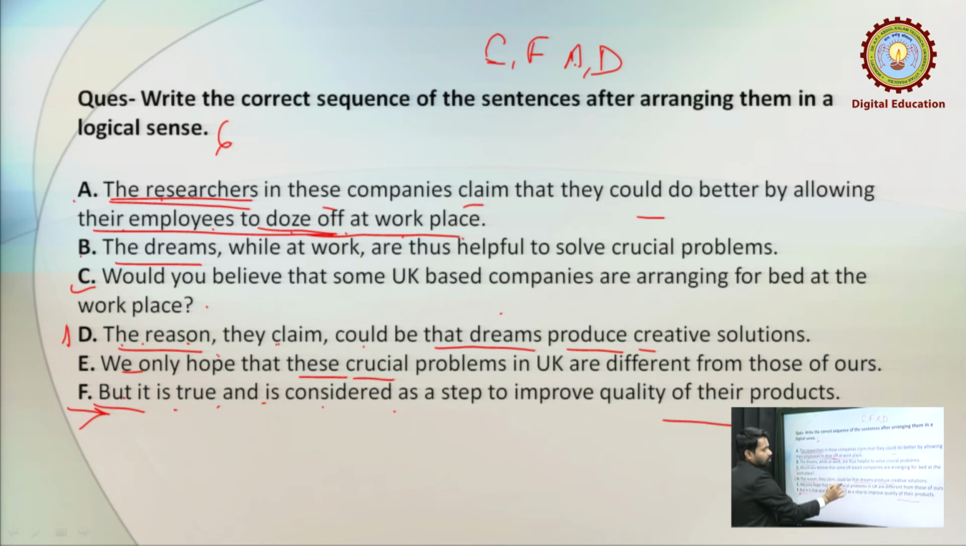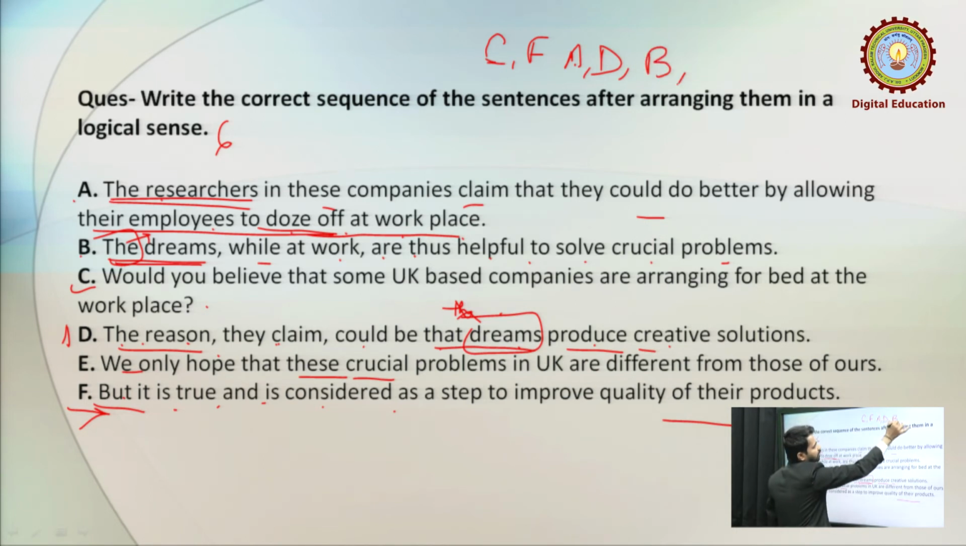The reason they claim could be that dreams, without any definite article 'the', so we need the article form next, that dreams produce creative solutions. D. Then the dreams while at work are thus helpful to solve crucial problems. The dreams, with the definite article. So now the sentence B. Now what is left? E.